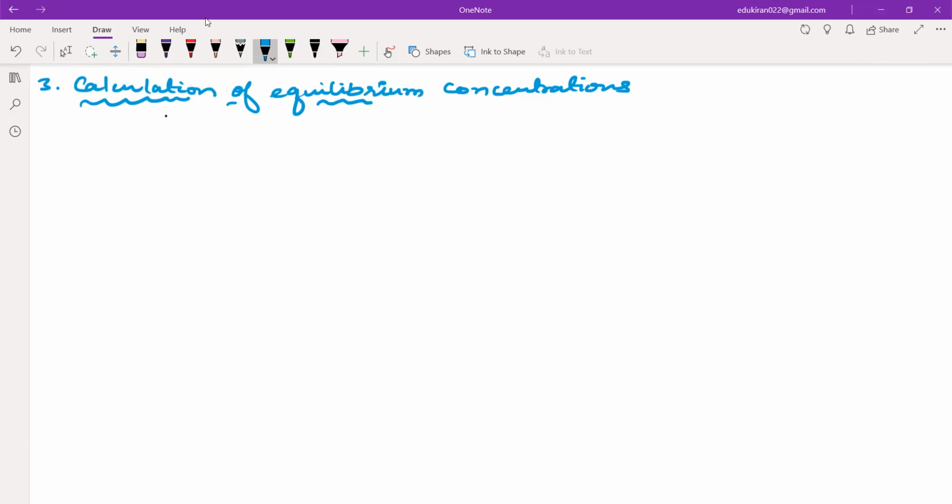Okay. So the third application, the first application is important. The next application, that is the extent of reaction, is important. Then we have direction of reaction, that is more important. And this is the most important. This is the most important application. Now we know that we have to calculate the concentration. So my first question will be, why are we calculating?